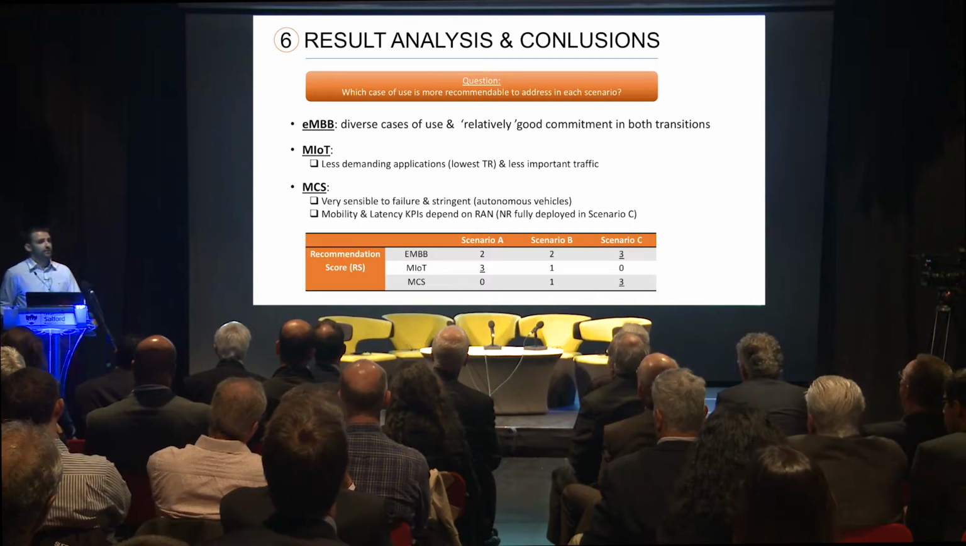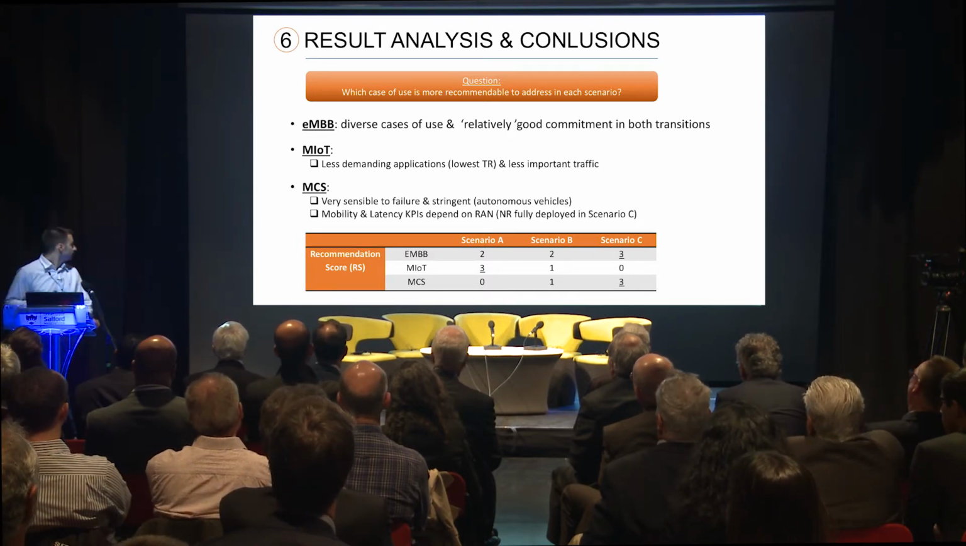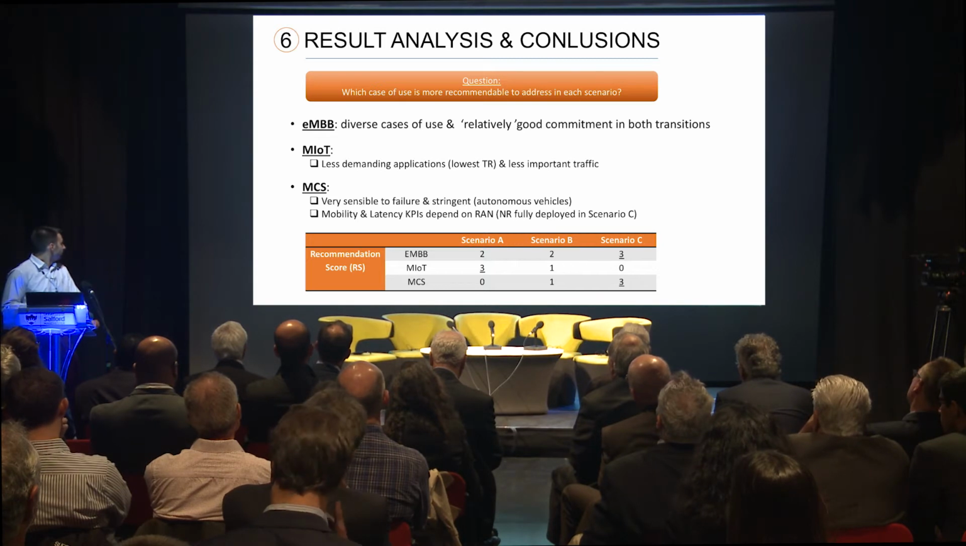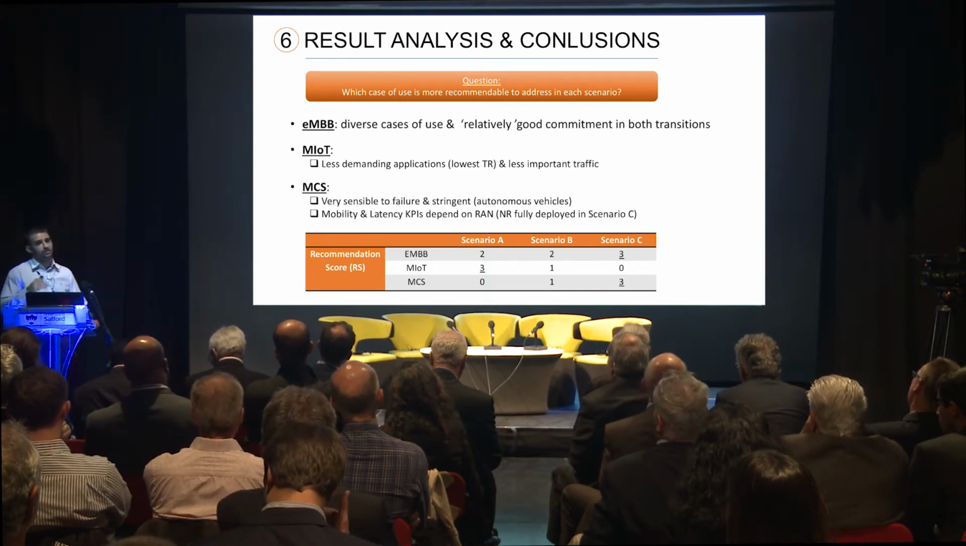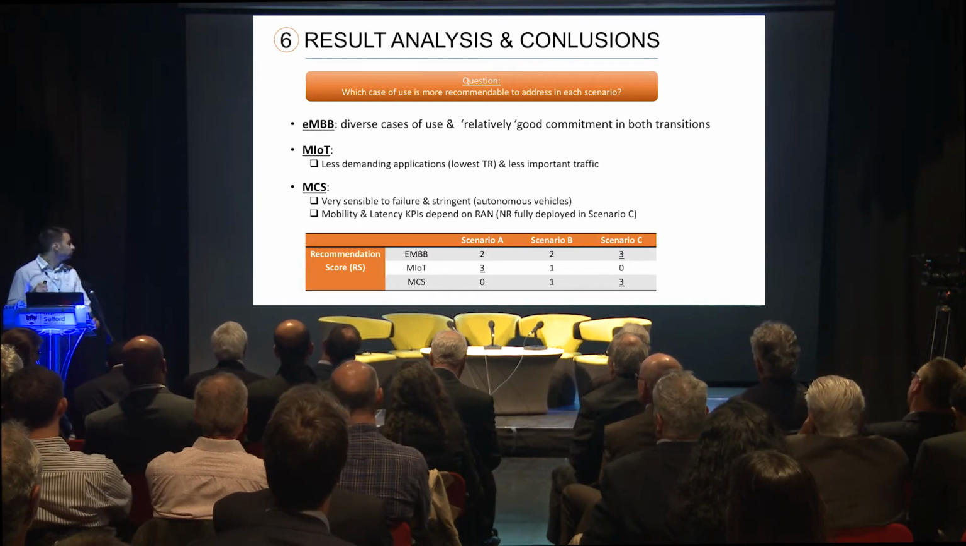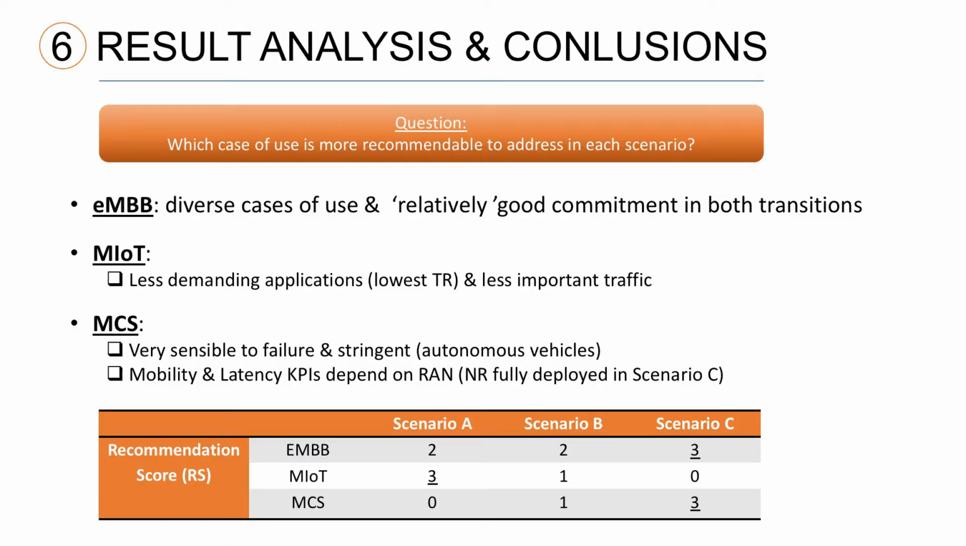As for enhanced mobile broadband, there are diverse cases of use, and there's a relatively good commitment for both transitions. We must keep in mind that we have, let's say, the widest case of use, that covers many applications. As for massive IoT, we have the less demanding applications. We saw that in the technical rate, which was the lowest one, and the less important traffic, at least in terms of latency. And mission critical services are very sensitive to failure and very stringent. Let's all keep in mind the example of the autonomous vehicle. And the mobility and latency KPIs depend mostly on the RAN.